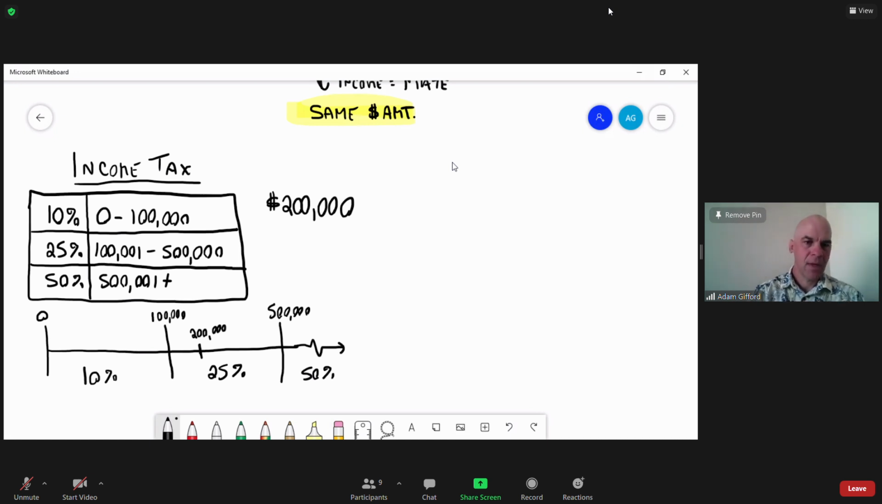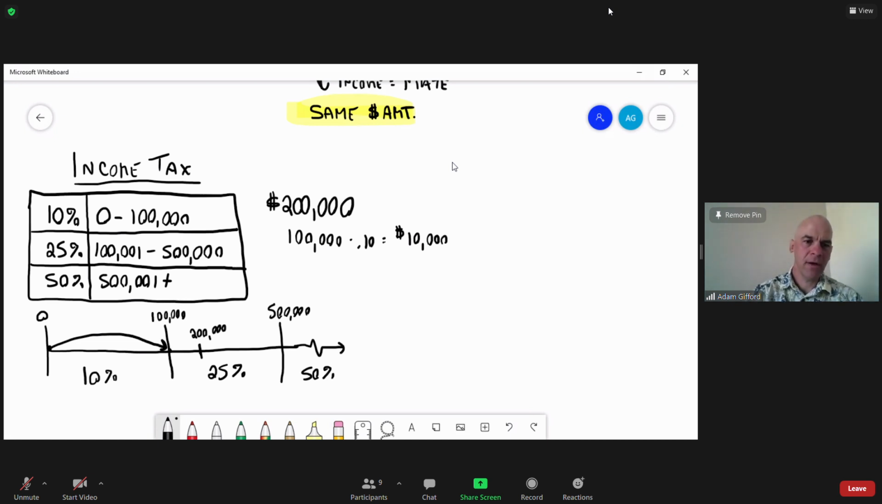Next thing we do is we start from 0 and we work our way over to calculate every dollar per percentage. So we start here at 0 and we work all the way to our first point, which is $100,000. We know this is $100,000 because 100,000 minus 0 equals 100,000, and we take 10% of that. So we're going to take $100,000 times 10%, and that's going to equal, it's even an easy one, $10,000.